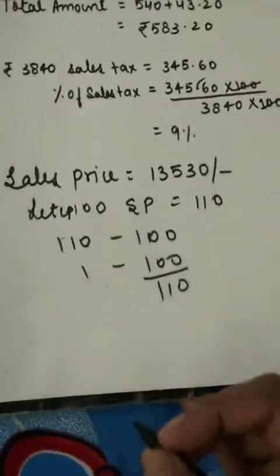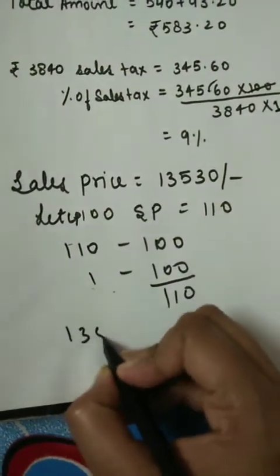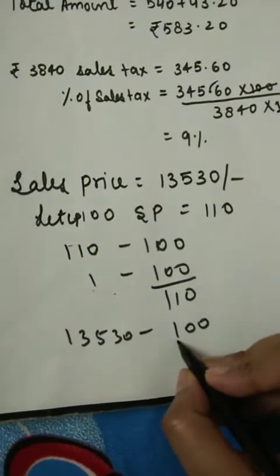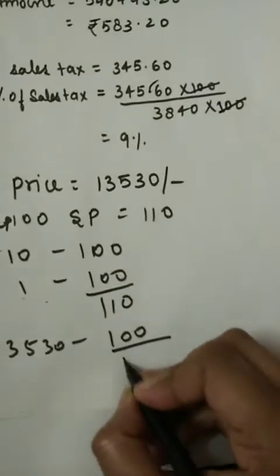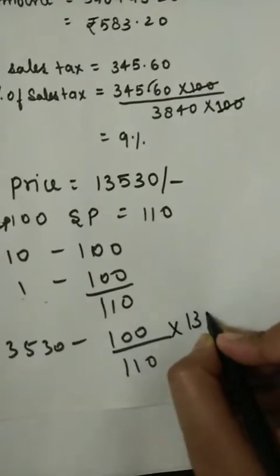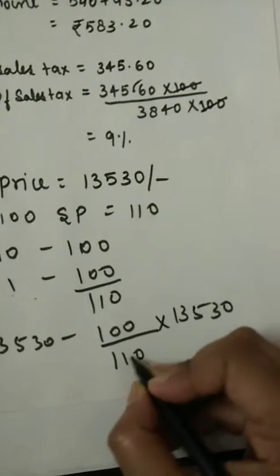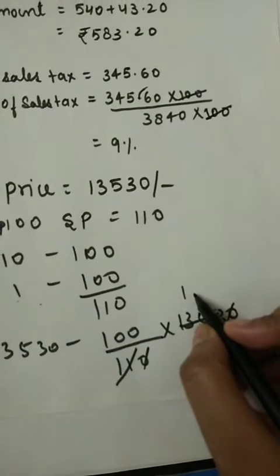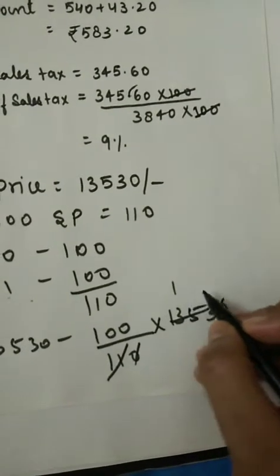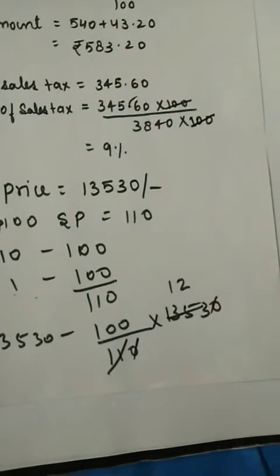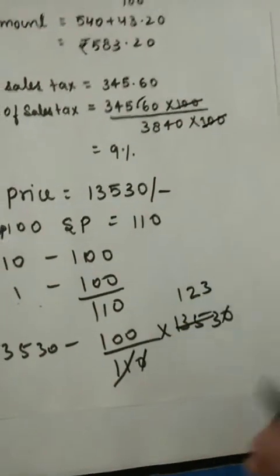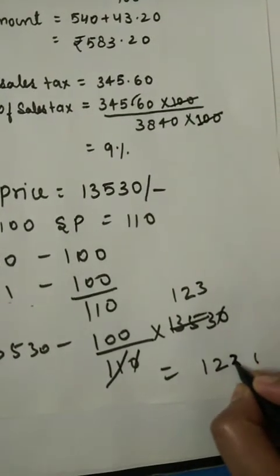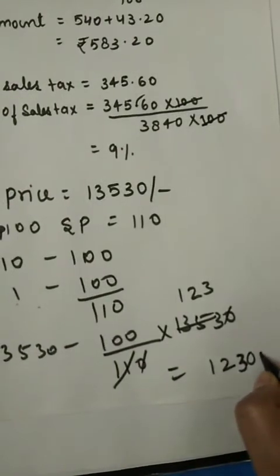If selling price is given as 13,530, so cost price will be, just cancel the 0. 11 ones are 11. It will be 2. 11 twos are 22, and then 11 threes are 33. So your answer is 12300.